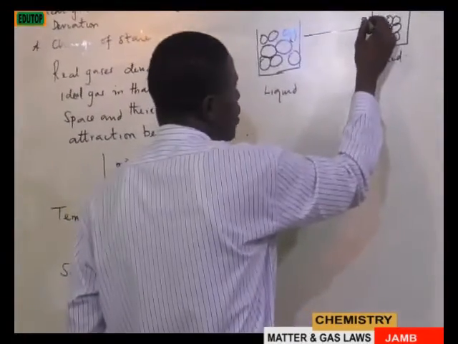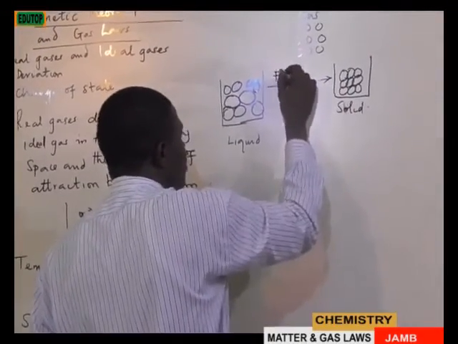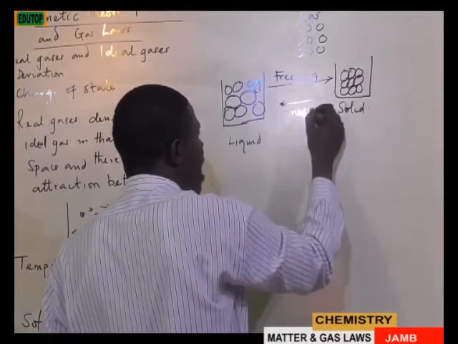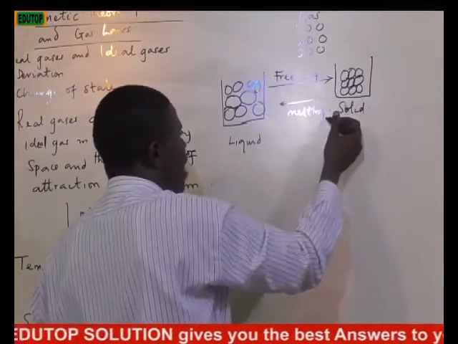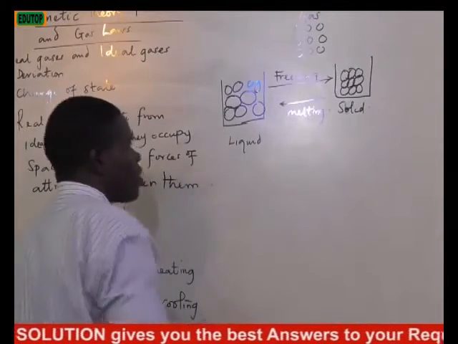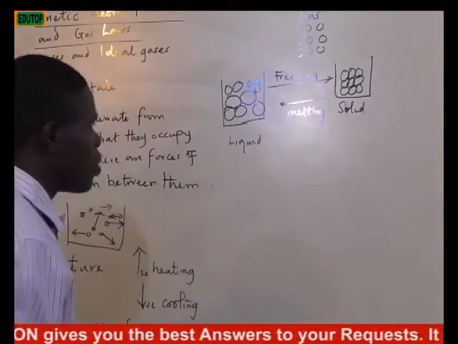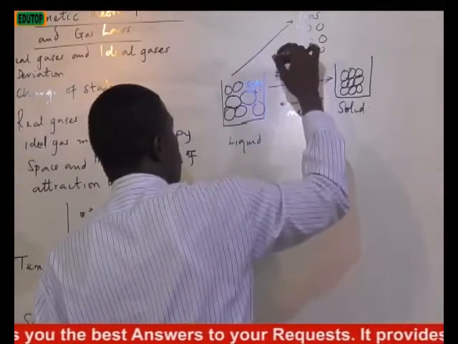Liquid to solid, it is simply by freezing. Solid to liquid, it is simply by melting. So this one can be referred to as what? Solidification. Why this one can be referred to as what? Liquefaction. You don't want to call it melting, you can call it liquefaction. Why this one can call it what? Solidification. Then liquid to gas, we have that process.